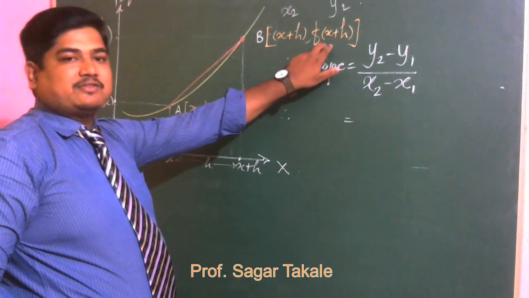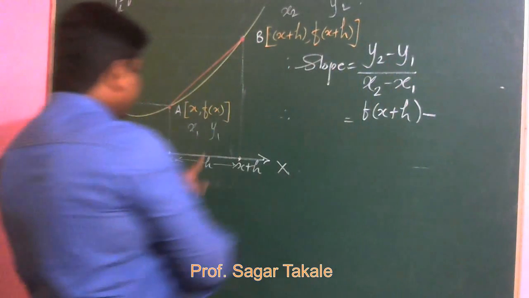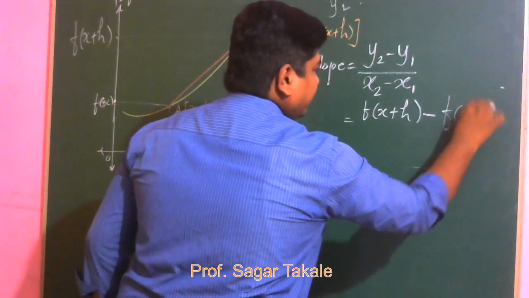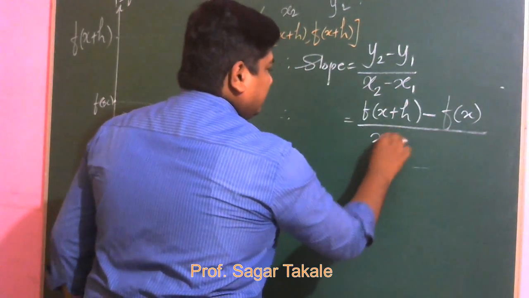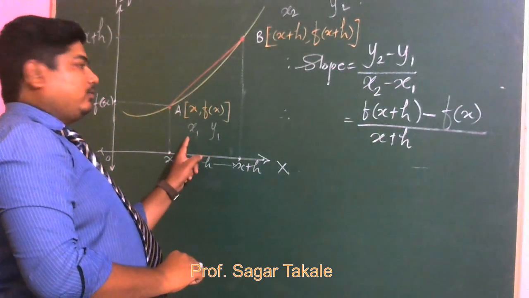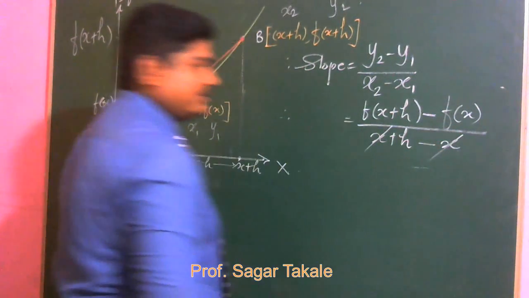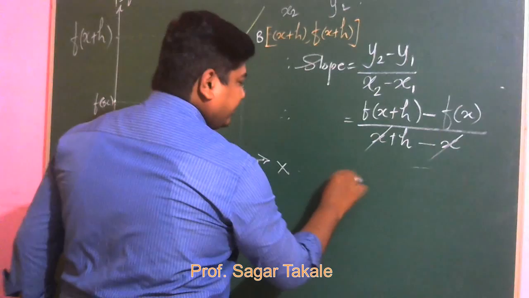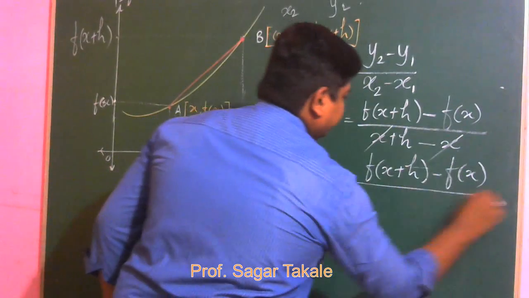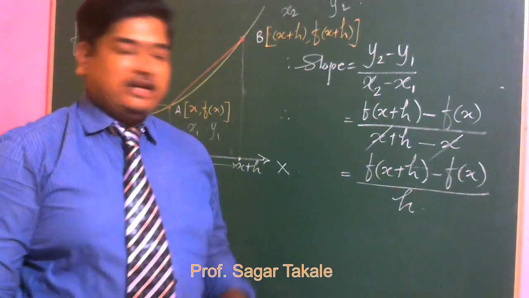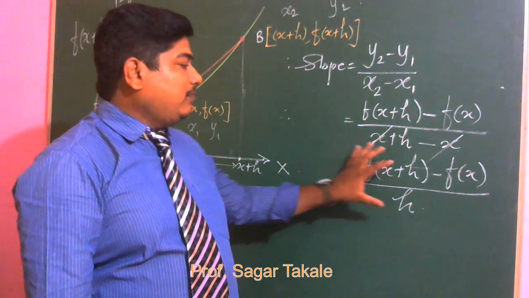What is the value of y2 here? f of x plus h, minus y1, which is f of x, whole divided by x2, which is x plus h, minus x1, which is x. What is the next step? x and minus x cancel each other out. The remaining part is f of x plus h minus f of x, whole divided by h. What is this? This is the slope of AB.